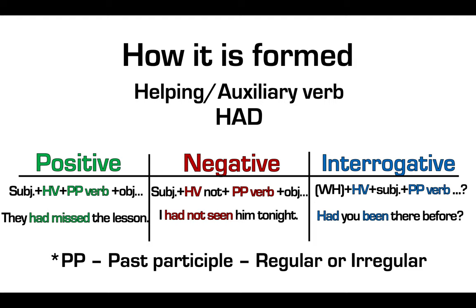Then, for questions. If you have the WH question word, how, when, where, etc., you write them before. Otherwise, we write WH question word plus the helping verb, then the subject, and then the past participle of the verb, and then whatever is next. So first, the auxiliary verb or helping verb, so had, then the subject, you, then been, past participle of the verb be, then we need there before. So there before would be what is next. What is important here is the order of the subject, the helping verb, and the main verb.